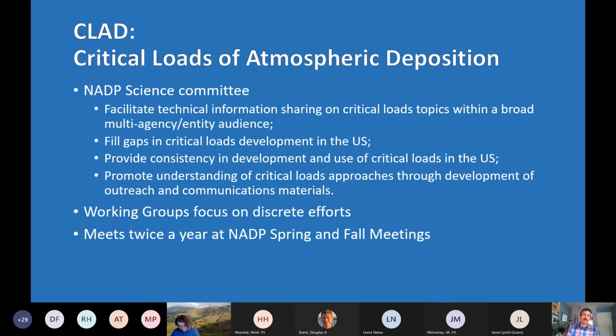We as CLAD facilitate the technical information sharing on critical load topics with a broad multi-agency and entity audience, with the intent of filling gaps in critical load developments in the U.S. Critical loads being that threshold below which impacts to ecosystem function do not occur. So trying to find out how much nitrogen or sulfur is too much and causes harm to the ecosystems. We try to promote understandings of critical loads and approaches to development and outreach, while creating communication materials so they can be used in management and policy making.